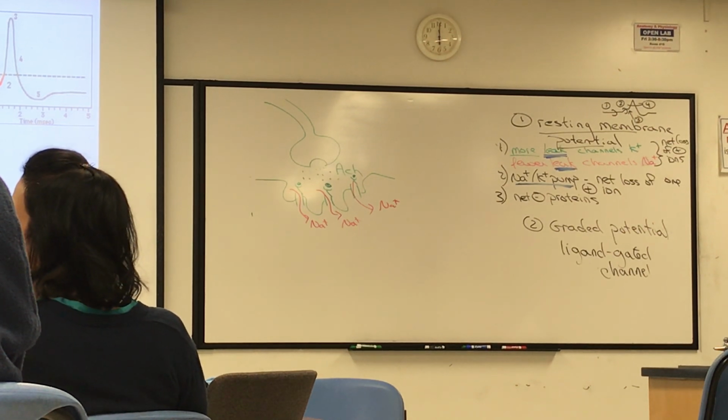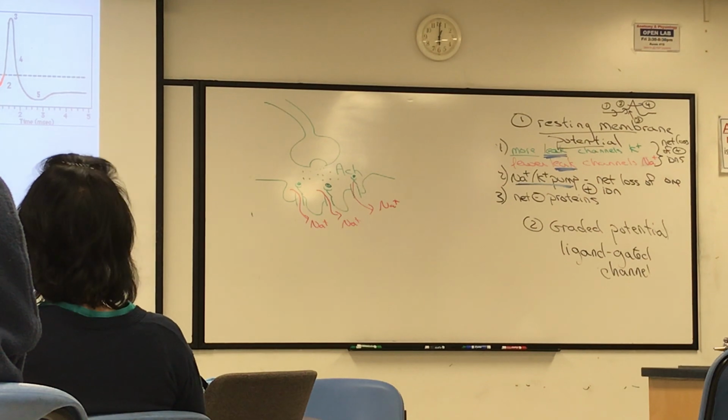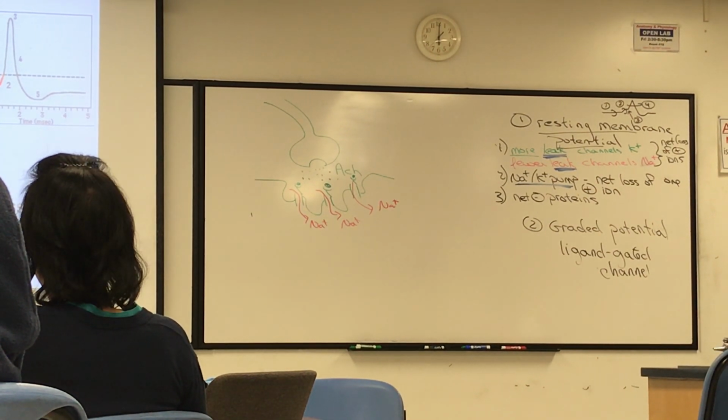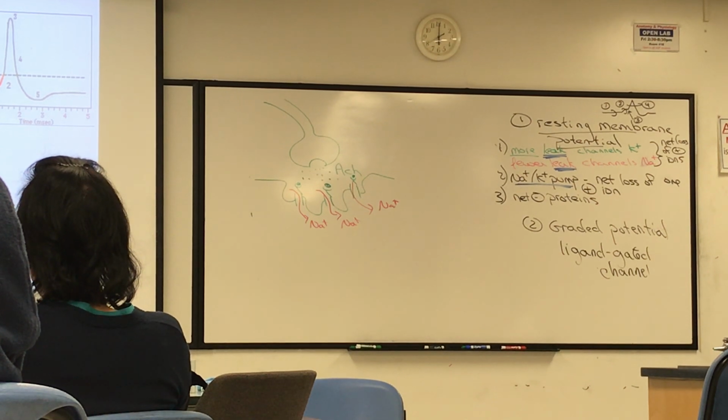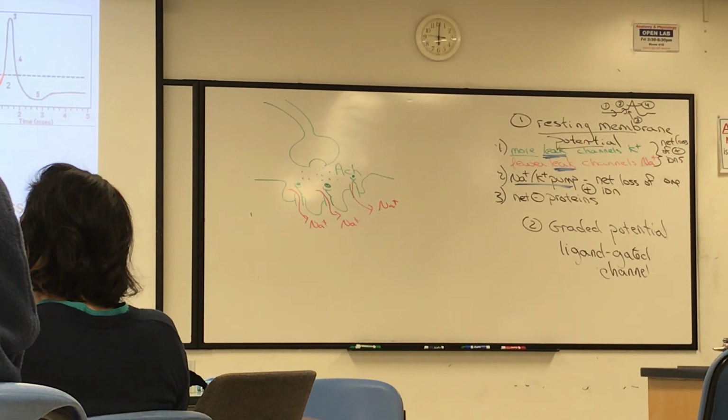All right, so in this diagram here, number 2, which of those channels would result in the difference between the resting membrane potential and that dotted line, the red line?